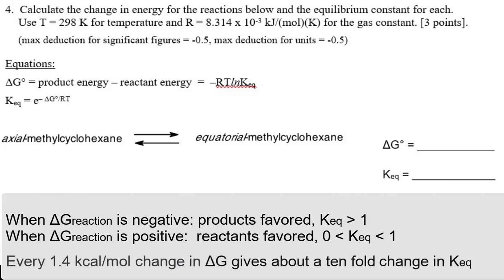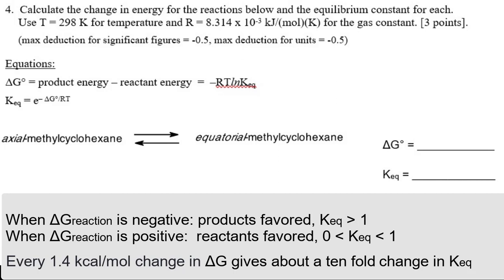Here's another rule of thumb that can be helpful. Every 1.4 kilocalorie per mole change in delta G gives about a factor of 10 difference in the equilibrium constant KEQ. For example, suppose your delta G for a reaction was negative 1.4 kilocalories per mole. Products would be favored by a factor of 10. The equilibrium constant would be about 10. If delta G was positive 1.4 kilocalories per mole, reactants would be favored and the equilibrium constant would be 1 over 10 or 0.1.